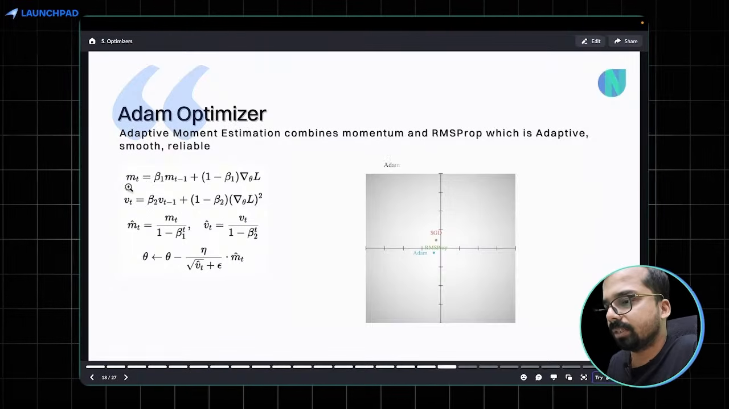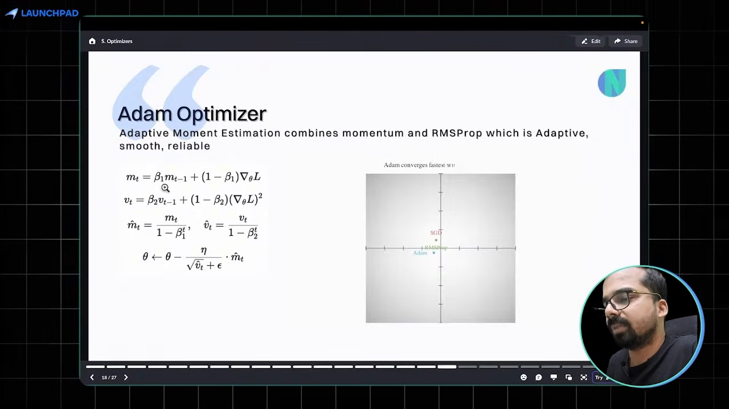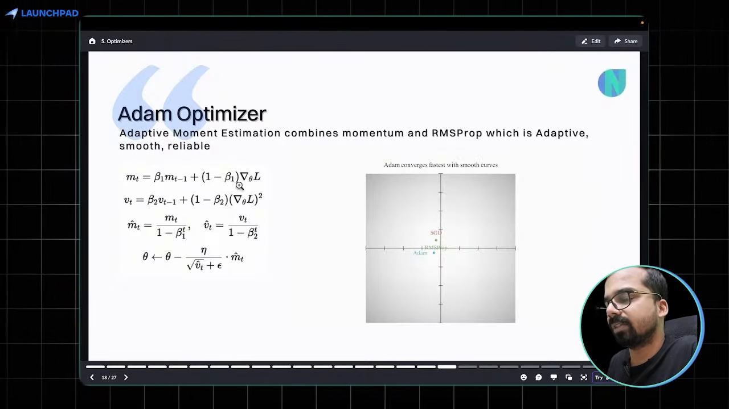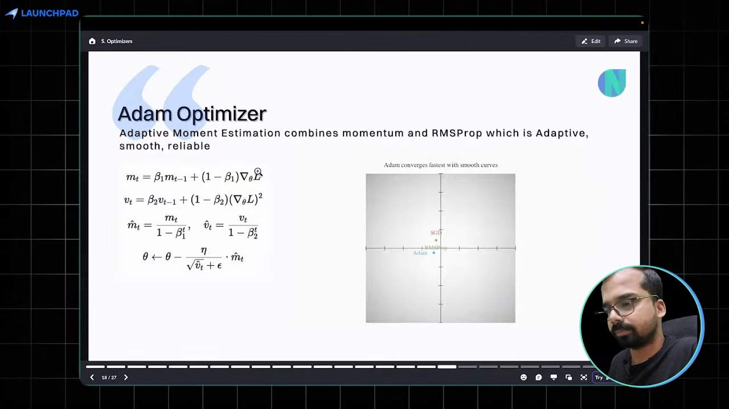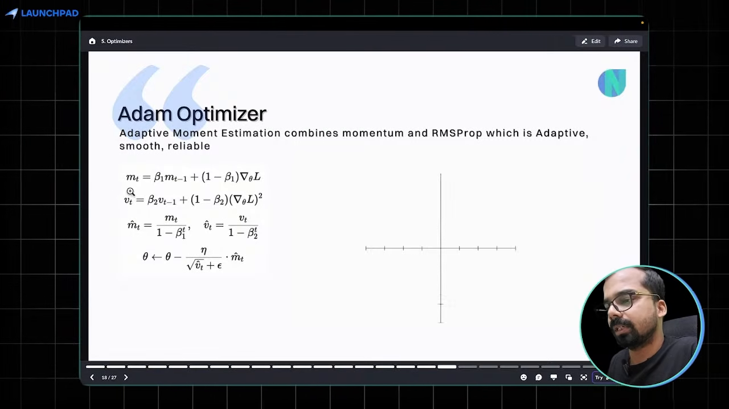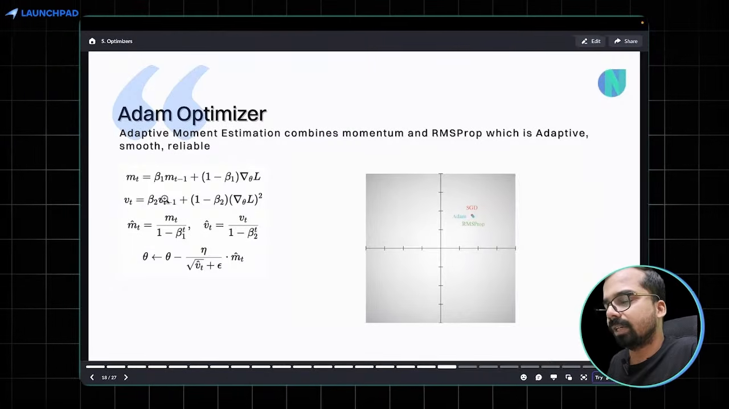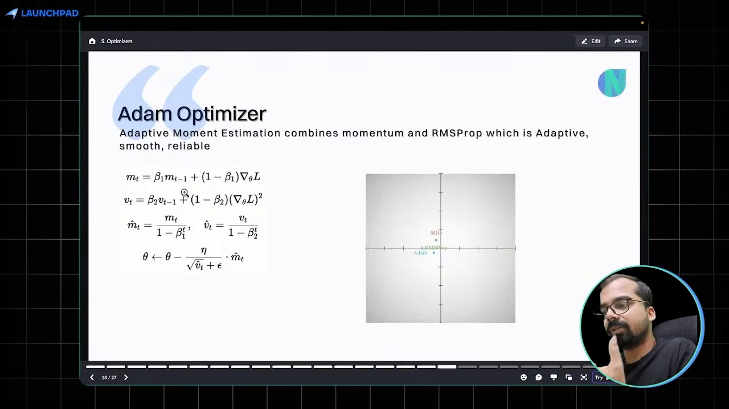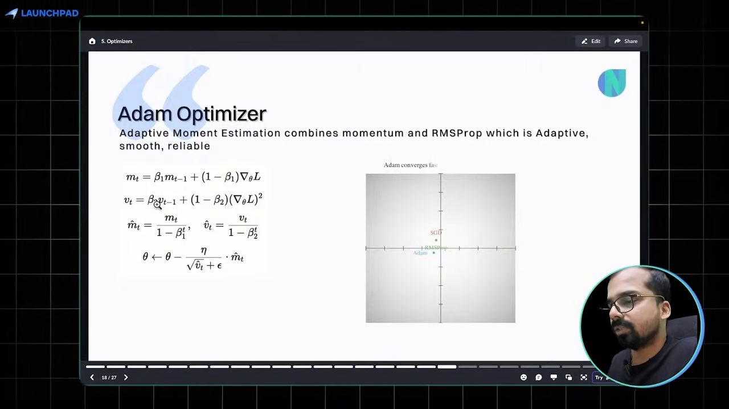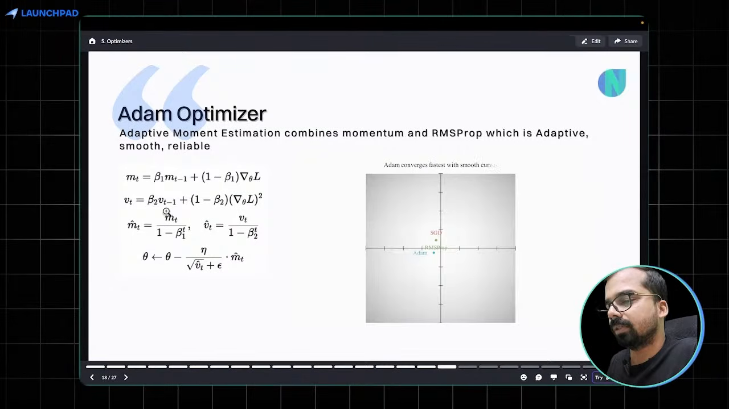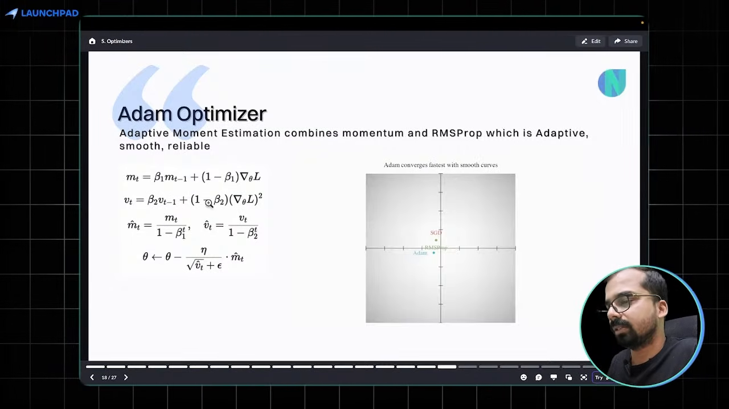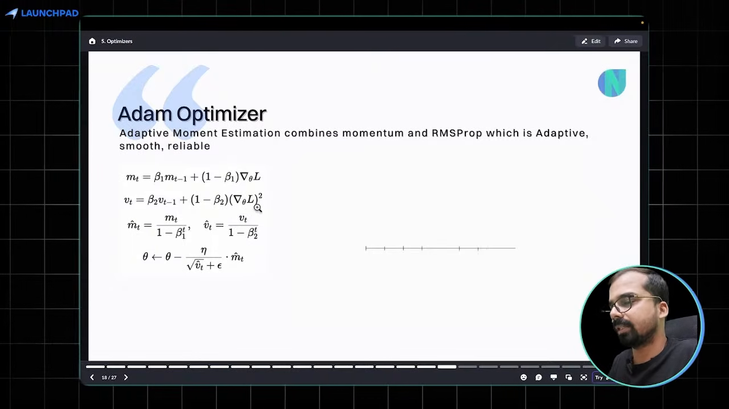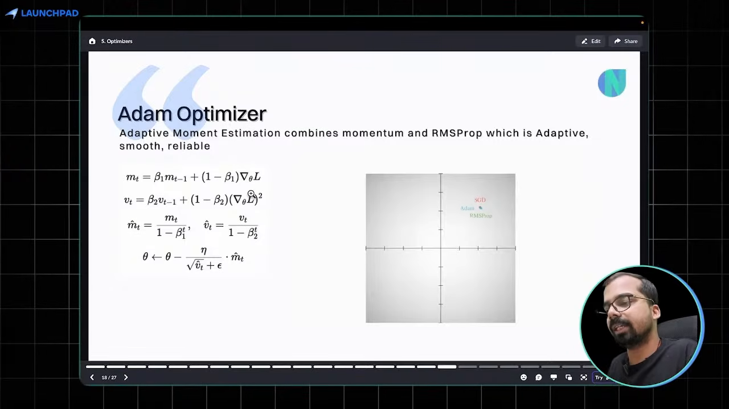So we have two things. One is momentum, that is again a weighted average: past momentum times beta 1 plus 1 minus beta 1 times the current slope. Then there is something called VT. VT over here is something like the square of gradients that we calculated in RMS prop. So it is also a weighted average: past VT minus 1 times beta 2 plus 1 minus beta 2 times the current slope squared. This is going to be helpful in adjusting the learning rate.